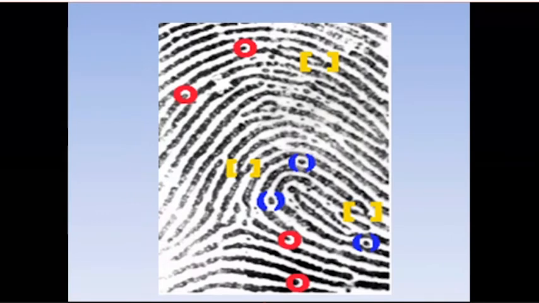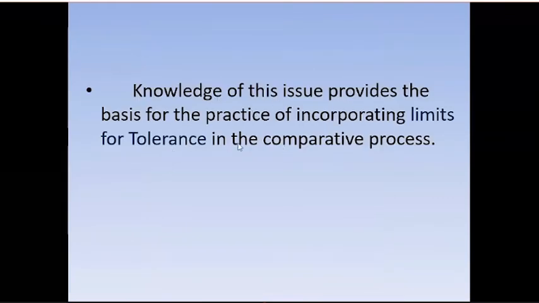Titingnan natin, meron ba siyang rich characteristics? Ito yung napaka-common na characteristics na hinahanap natin. Kagaya nito, ending ridge, diba? Ito, point of bifurcation, diba? Dot, diba? Point of bifurcation, dot, ending ridge. Tulok, diba? Ganun lang ang hinahanap natin. Pero makikita nyo mamaya, ilan lang naman pala ang karakteristik na hinahanap natin. Pero hindi lang ganon kasi may mga positioning pa yan. Yan. So knowledge of this issue provides the basis for the practice of incorporating limits for tolerance in the comparative process. Diba? So, ang pinakamatyaga na tao na pulis na nakilala ko, ang fingerprint examiner. Diba?